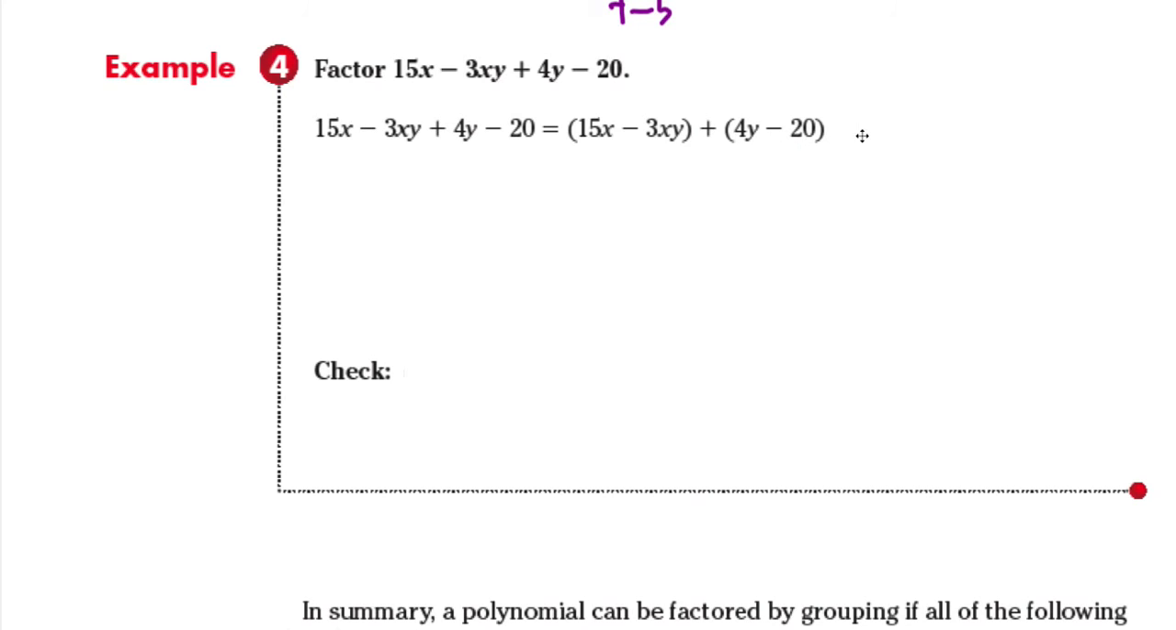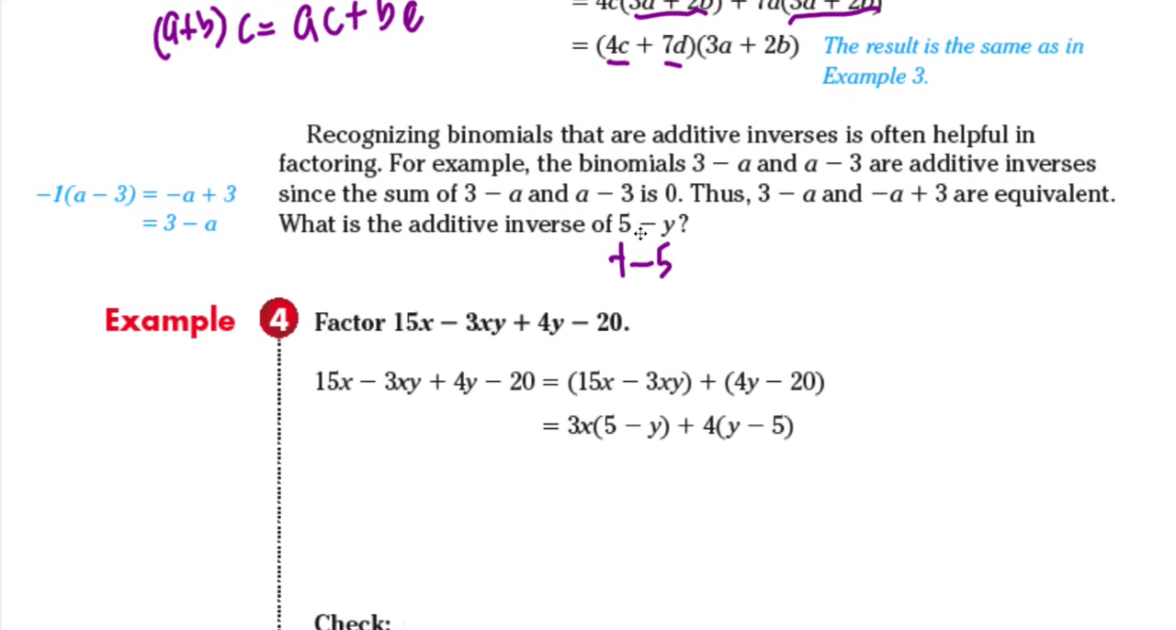In this case, we just use the associative property. And then we want to find the GCF of 15x and 3xy, which is 3x. We factor out 3x from this binomial, and we factor out 4 from this binomial. So we have 3x times 5 minus y, and 4 times y minus 5. Now, if you notice, in the question, what is the additive inverse of 5 minus y? It's going to be y minus 5.